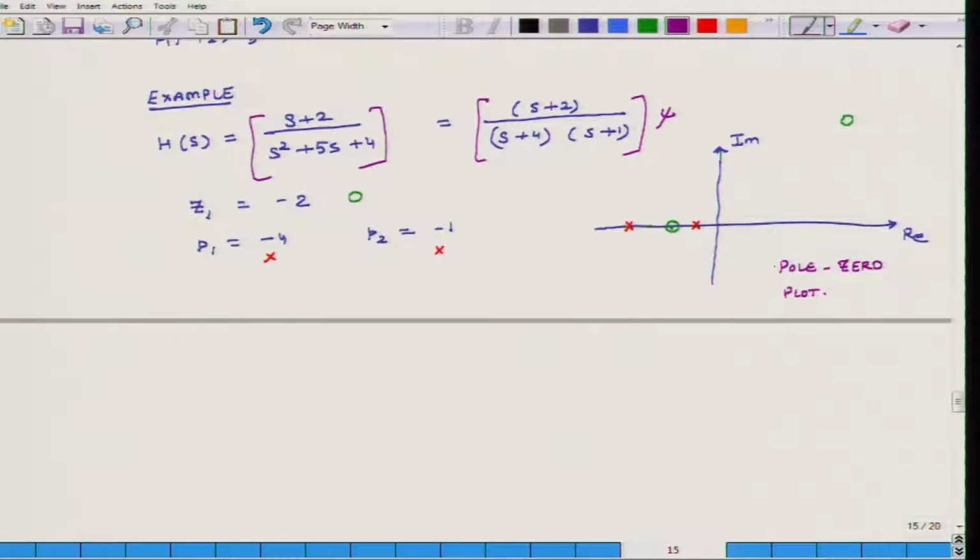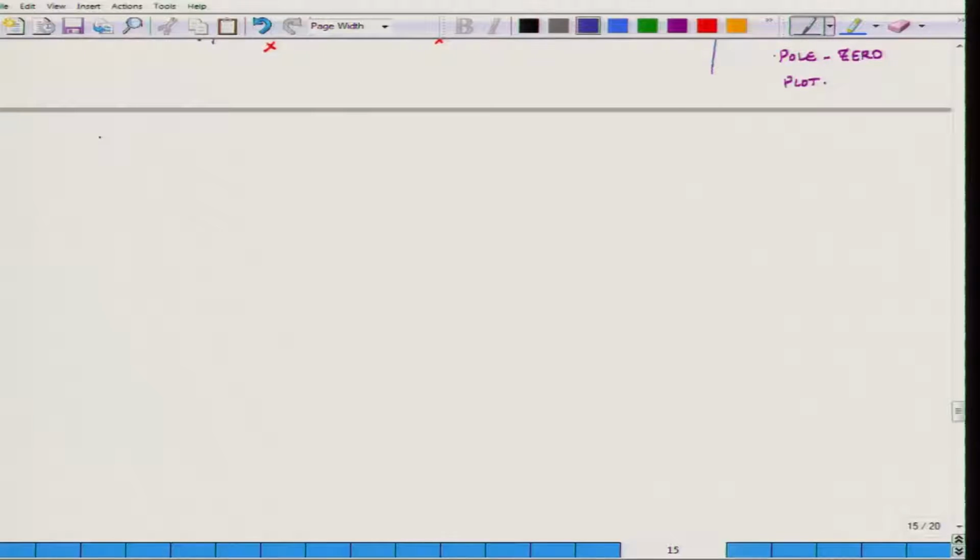And once I have the transfer function, I know how the system is going to behave as its frequency changes. For a given input, I can compute from this transfer function what the output is going to be. So, just one graph can give us the whole information about the entire system. This is the importance of pole-zero plots. Let us do another example.